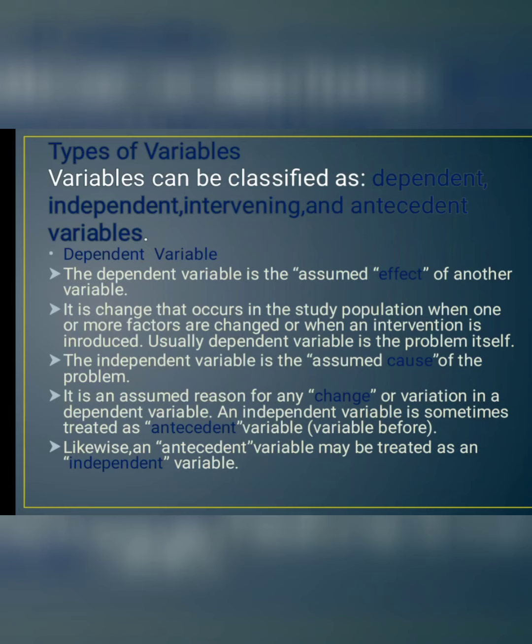The independent variable is the assumed cause of the problem. It is an assumed reason for any change or variation in a dependent variable. An independent variable is sometimes treated as an antecedent variable, or variables before. Likewise, an antecedent variable may be treated as an independent variable.